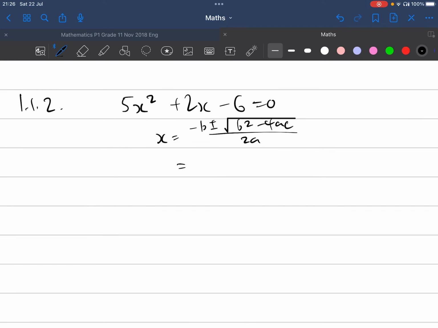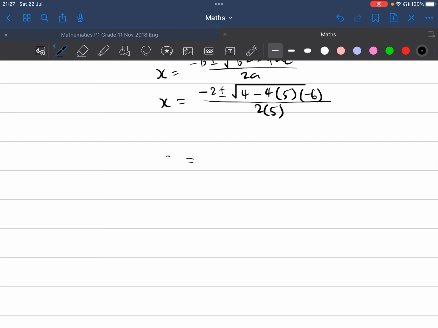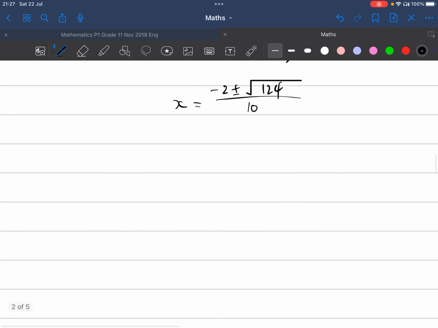Okay, so now we just substitute in. So we'll have x is equal to minus b, so minus 2, plus or minus the root of b squared, so 2 squared is 4, minus 4, a is 5, and c is minus 6, all over 2a, so 2 times 5. Let's simplify that a bit. So I'll have minus 2 plus or minus the root of, and now I'm going to put all of that into my calculator. So 4 minus 4 times 5 times minus 6, and that gives us 124, over 10.